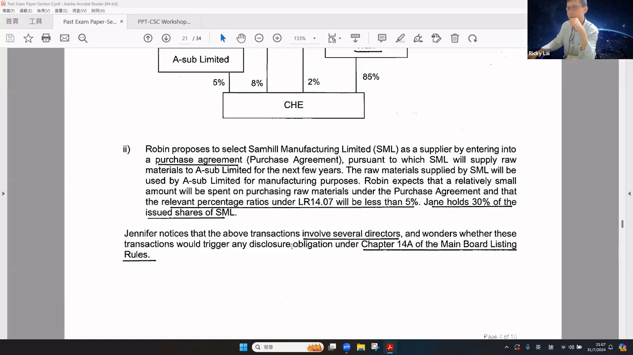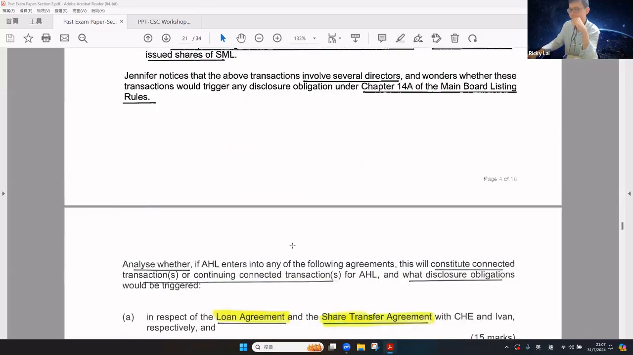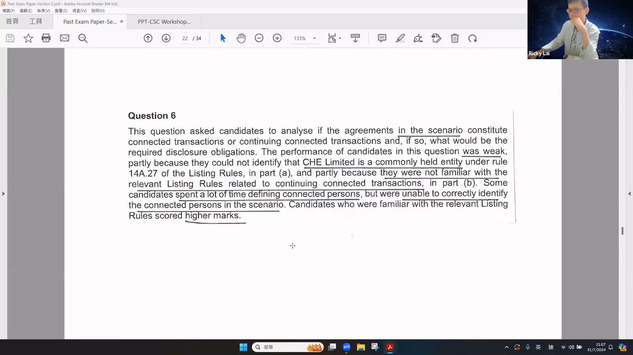Again, similar to the previous question, this question is really practical for the candidate to understand the connected transaction rules. Let's take a look at the examiner comment, similar to the previous one. This really depends on whether you are familiar with the listing rules. This question asks the candidate to analyze whether the agreements in the scenario constitute a CT or CCT. With a CT or CCT, what could be the disclosure obligation?